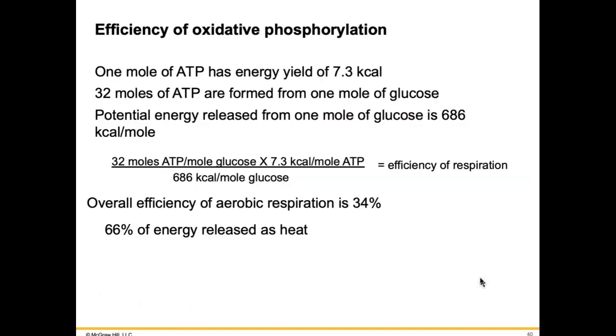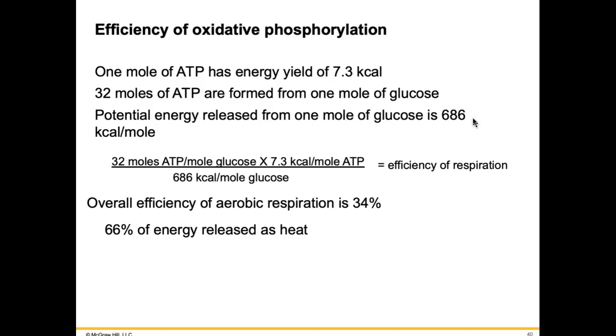So how efficient is oxidative phosphorylation as a system of converting energy from food into usable energy? So 1 mole of ATP, which is really 1 gram molecular weight of ATP, is going to be 7.3 kcals, and 32 moles of ATP, which we got from our previous tally, is going to be formed from 1 mole of glucose. And then our potential energy released from 1 mole of glucose is 686 kcals per mole.